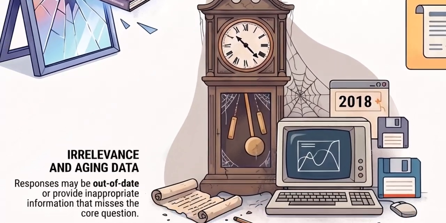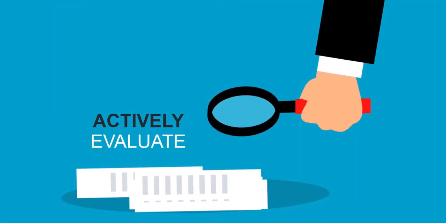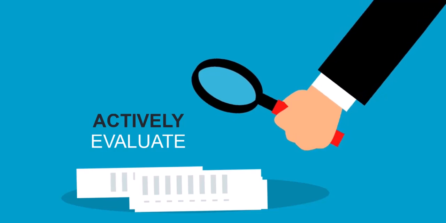Finally, AI answers can be irrelevant or out of date, and the training data or sources that the AI has access to means information it finds, provides, or summarizes might not be accurate or appropriate. You need to actively evaluate AI output before you rely on it in your assignments or academic work.